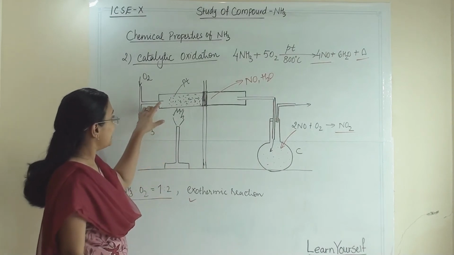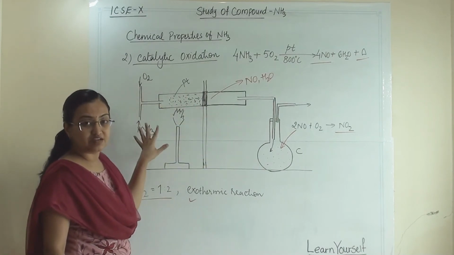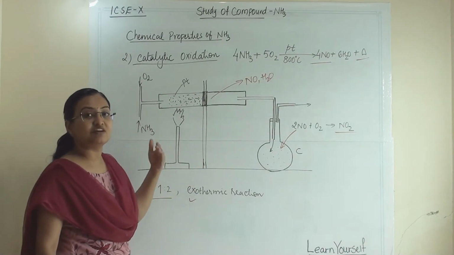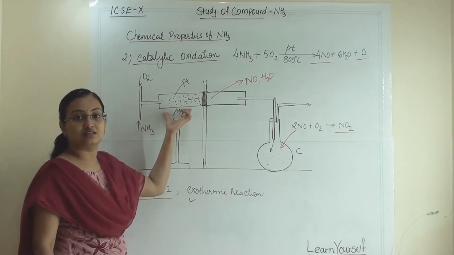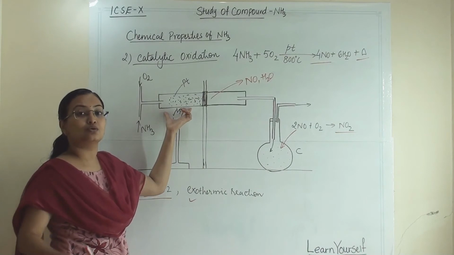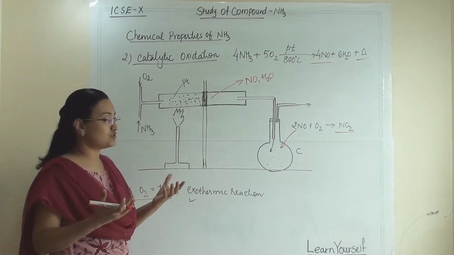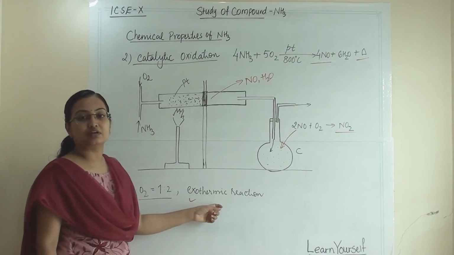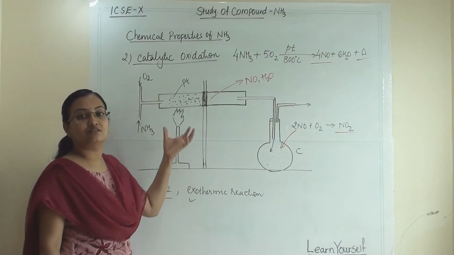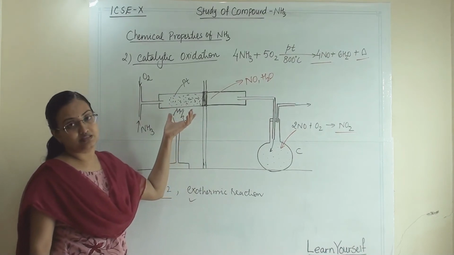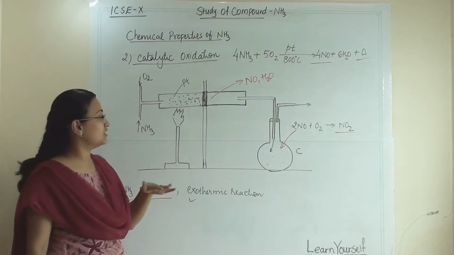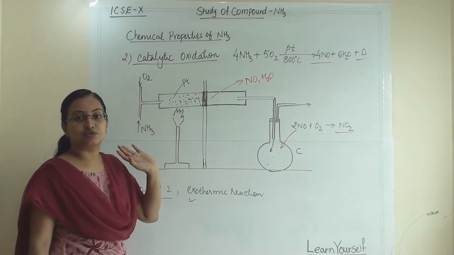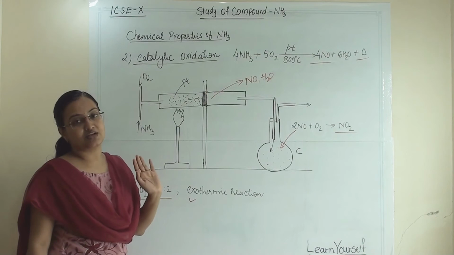Once we stop heating, once we stop the reaction, even after that we can see that the platinum catalyst is glowing. How? Because whatever heat is generated from the reaction gives that glow to the platinum. Even after we discontinue the heating, the platinum catalyst will be glowing after the reaction.